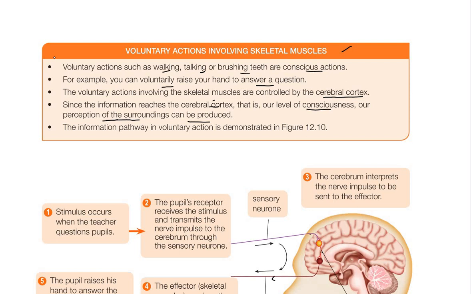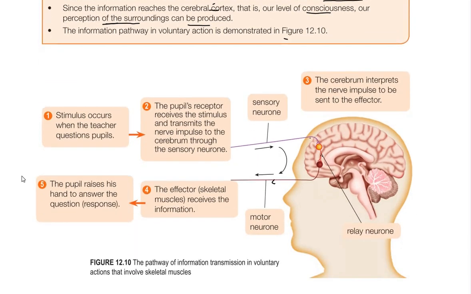So the information pathway in voluntary action is demonstrated in figure 12.10. Start with the stimulus. The stimulus occurs when the teacher questions pupils. Number 2, the pupils' receptors receive the stimulus and transmit the nerve impulse to the cerebrum through the sensory neuron. Of course, the pupils' receptors will receive the stimulus, maybe sound, maybe light to see the teacher, and so on.